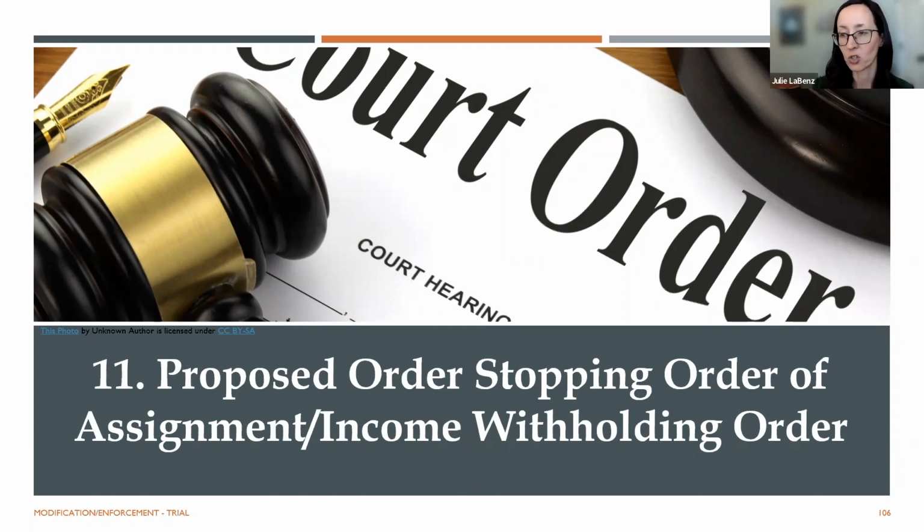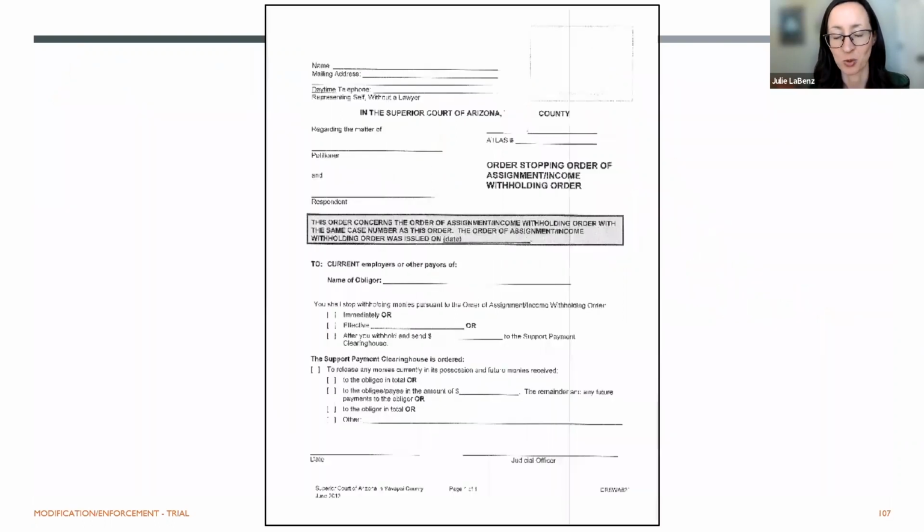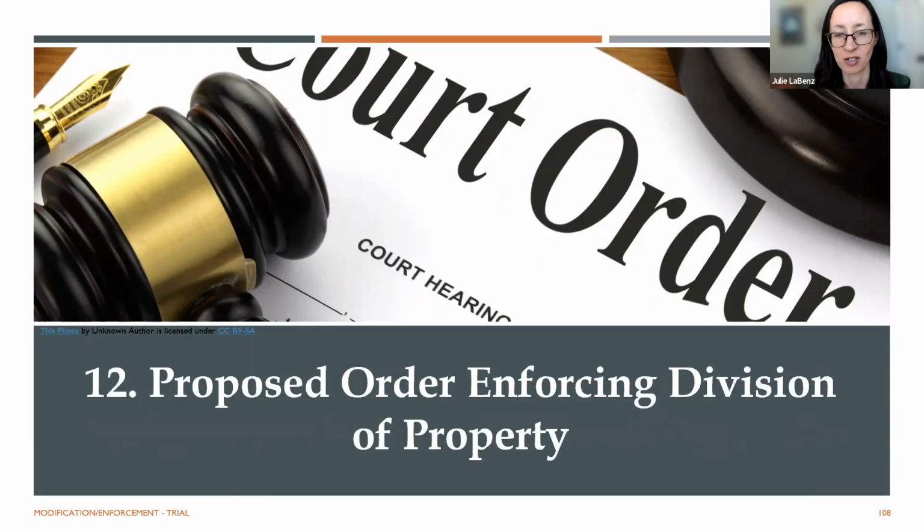In addition to terminating the child support and/or spousal maintenance, this can be a very helpful form, which is stopping the order of assignment or the income withholding order. That's the order to the payer's employer to take money from the payer's paycheck and send it to the support clearinghouse so it can go to the ex-spouse or co-parent. If the child support or spousal maintenance is being terminated, then you're also going to want to stop the income withholding order, so that no more money is taken out of your paycheck and sent to the support clearinghouse. So here's the proposed form for the order stopping the order of assignment or income withholding order.